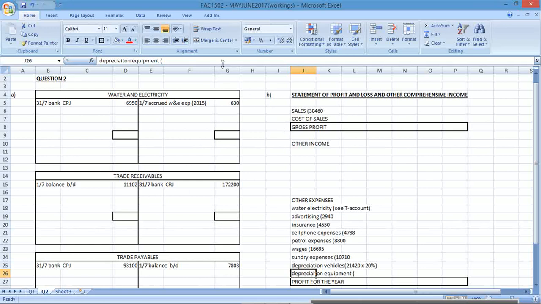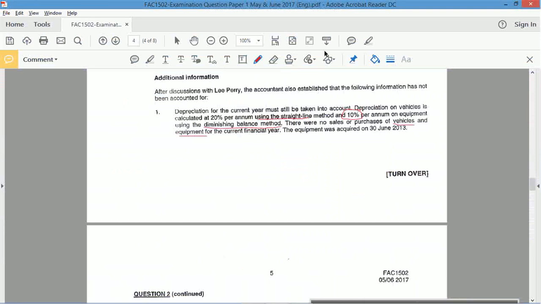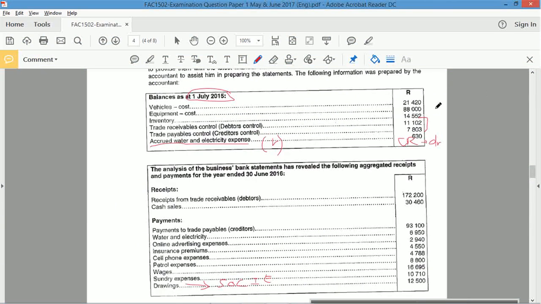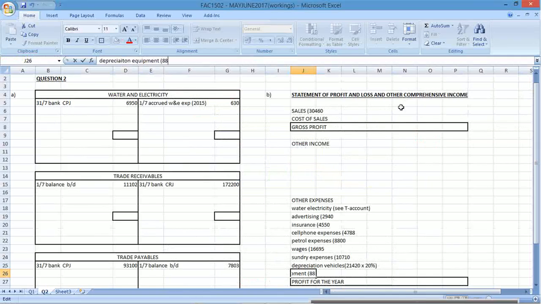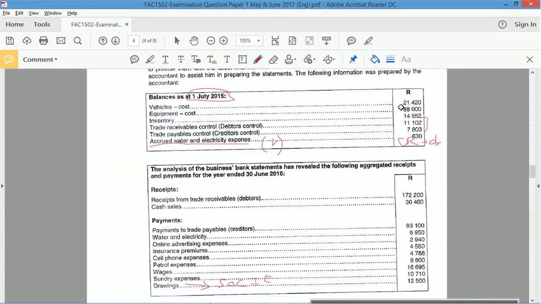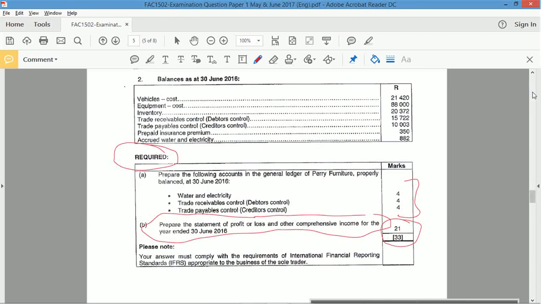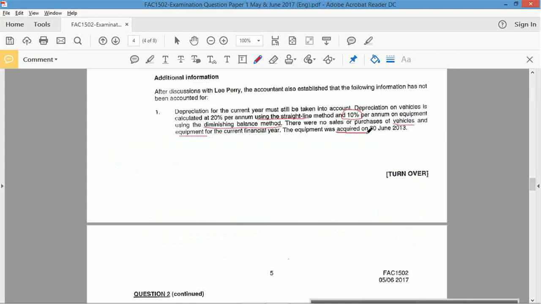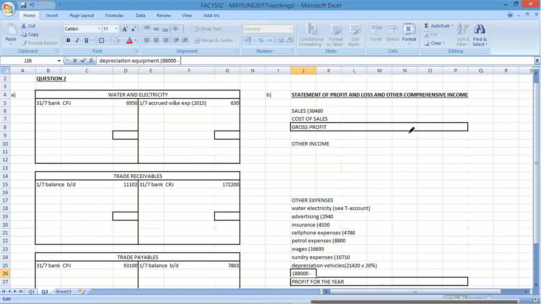depreciation of equipment here. I need a working here. Where's my balances? There's equipment at cost 88 minus what's my accumulated depreciation? They didn't give that to you, hey? Okay, but then did they say something in the question? I think they did. Yeah, they did. Acquired on 30th of June 2013. That's important. Okay, so that's when you acquired it. So do you need to work out depreciation? Yes, because I need to work out depreciation right up until this date.